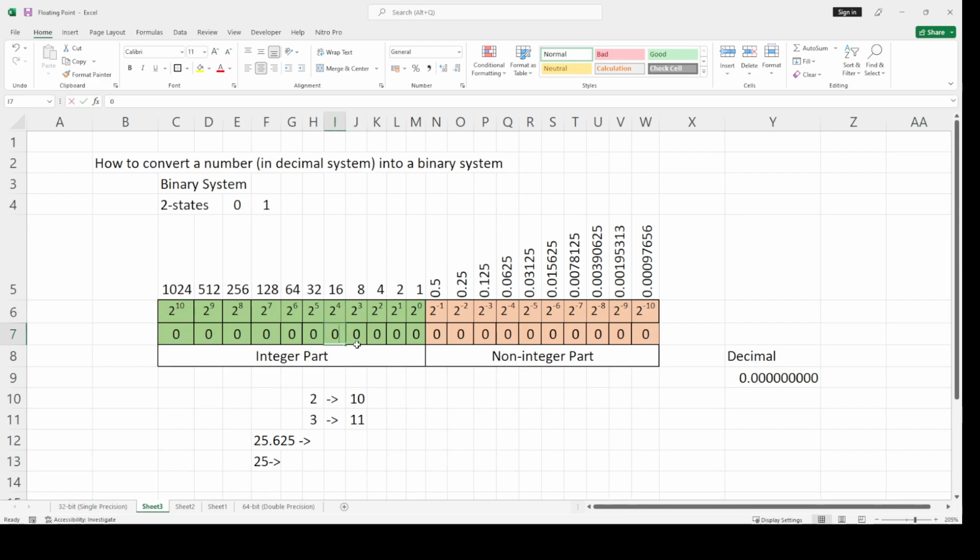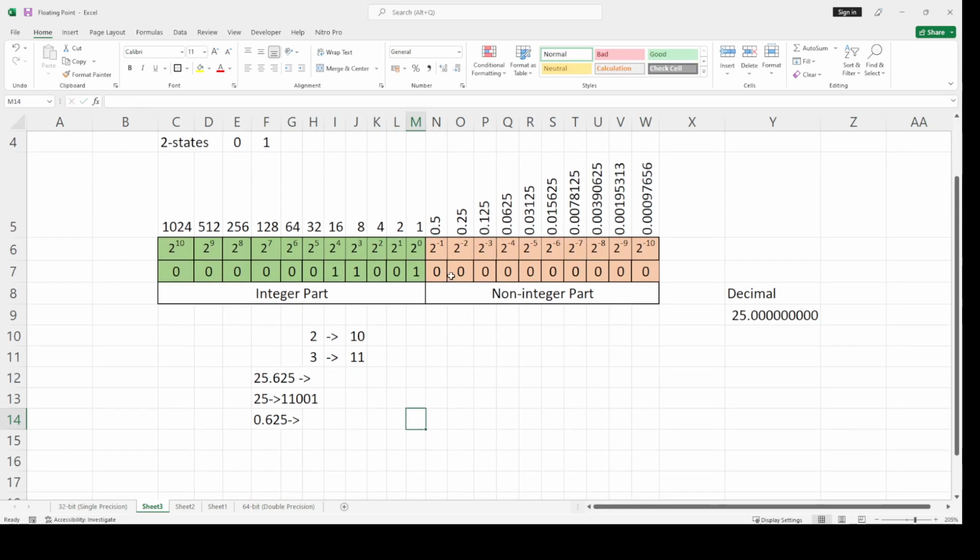So that is 16 plus 8, that is 24. So we only need at least 1 so that it will become 25. So we just flick the switch under the 1, and therefore our integer here is 11001. So how about 0.625? How about this one? As you can see here, we need to understand what these non-integer parts are. So 0.5 is just 1/2, or 2 raised to the negative 1.